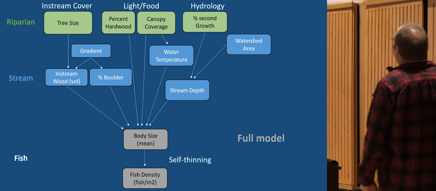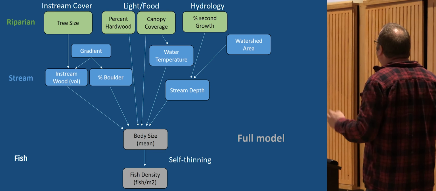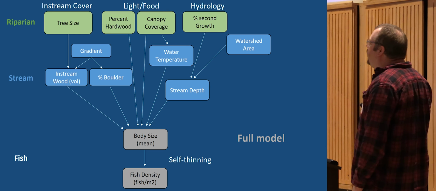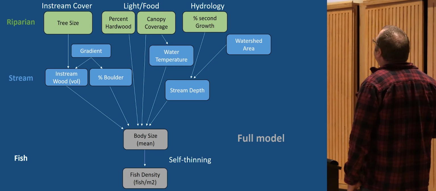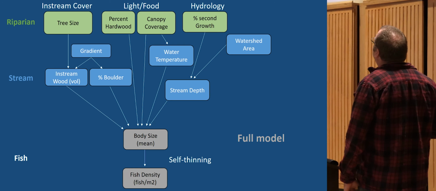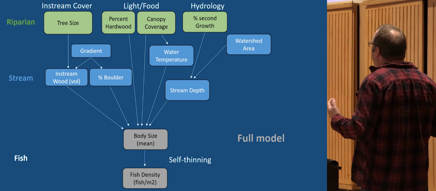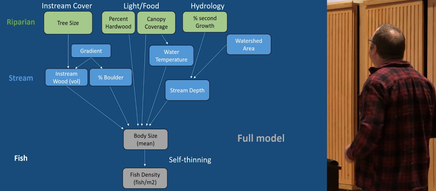Now here's my model. There's a lot there, but we'll get through it. So there's 4 main components of this model that we're going to look at. 1 is in-stream cover. 1 is kind of our light and food aspect, hydrology, and then the relationship between the fish's size and density within our streams.